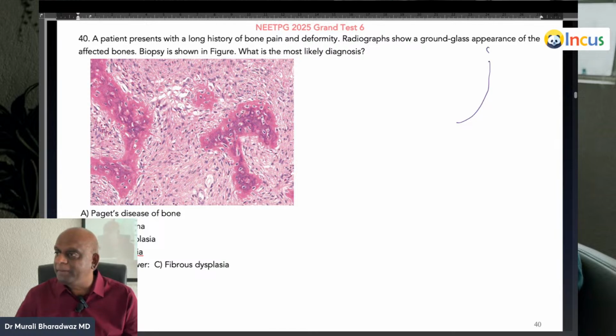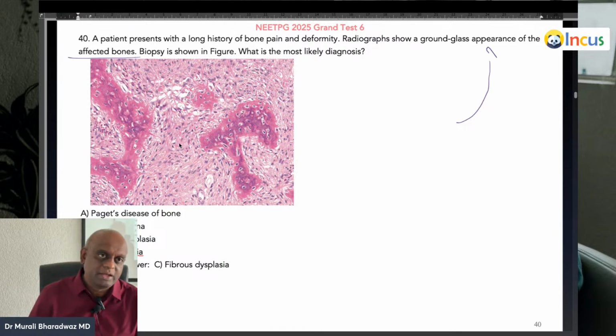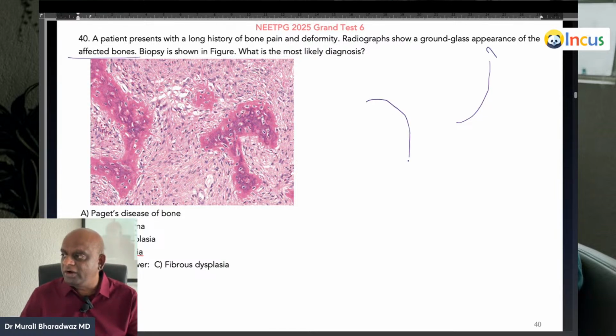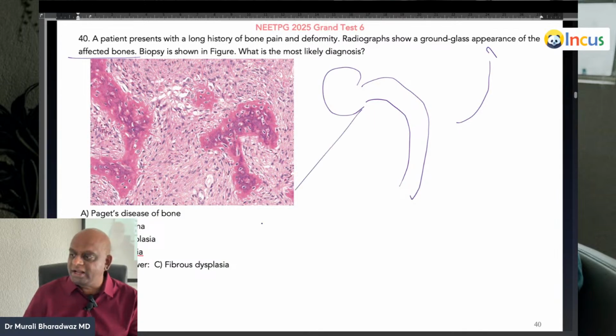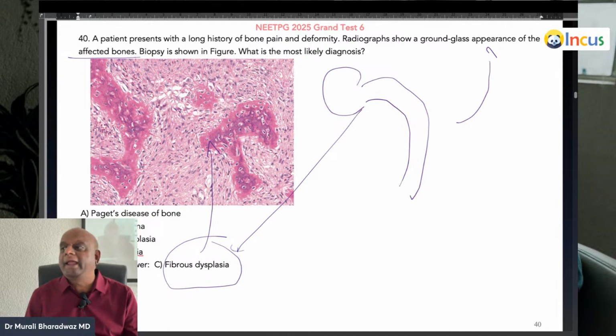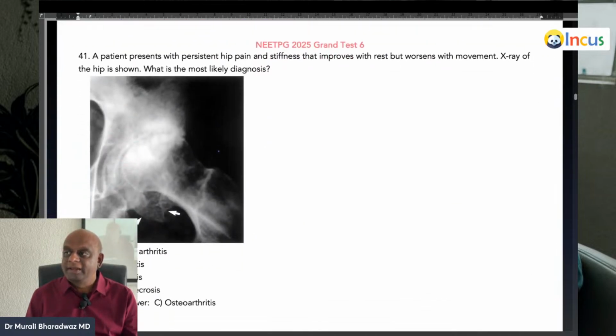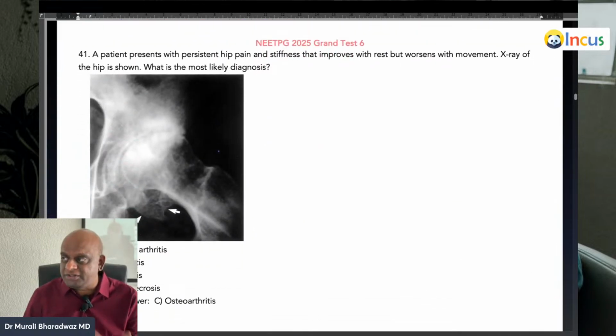There is a ground glass appearance of the affected bone. And also there is, what is that called? Shepherd crook deformity, which is classical of fibrous dysplasia, histologically looks like this. A patient presents with persistent pain and stiffness that improves with rest but worsens with movement.